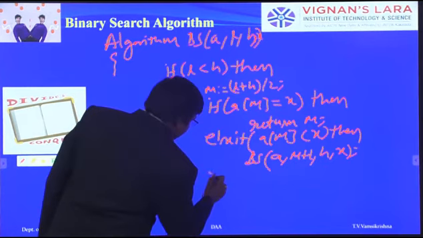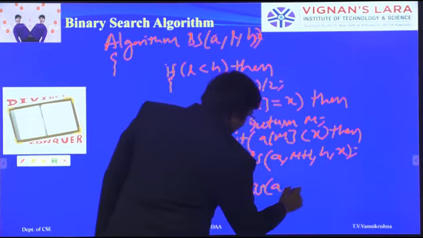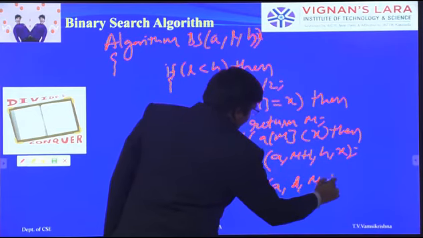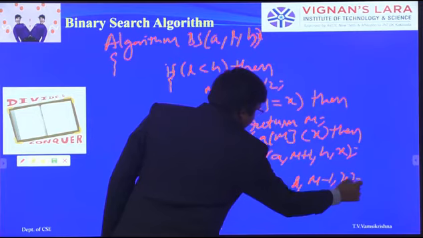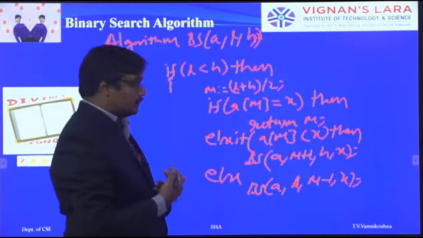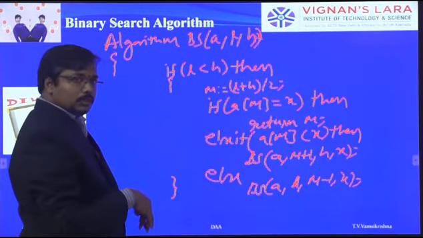Suppose this is not the case, go for else: binary search of A comma L comma M minus 1 comma X. Suppose in the left half, the highest pointer is changed. So this process is repetitively done.